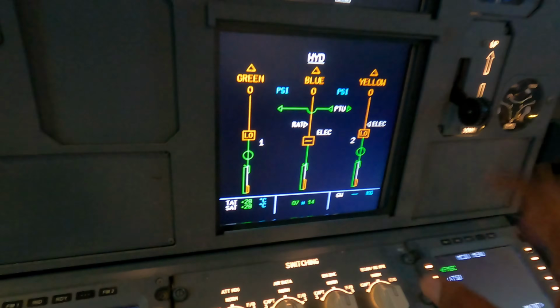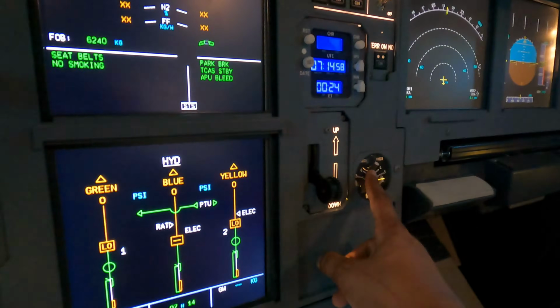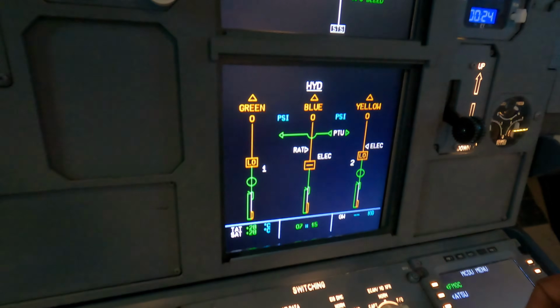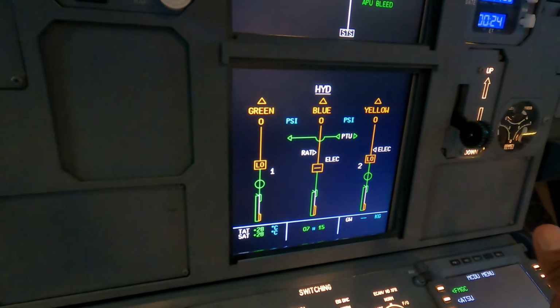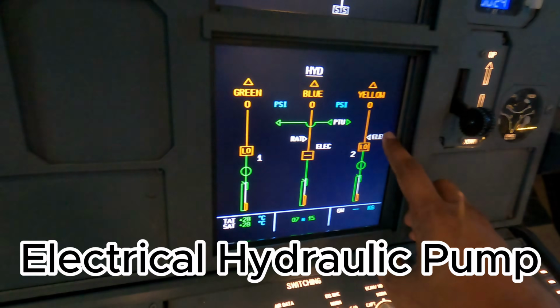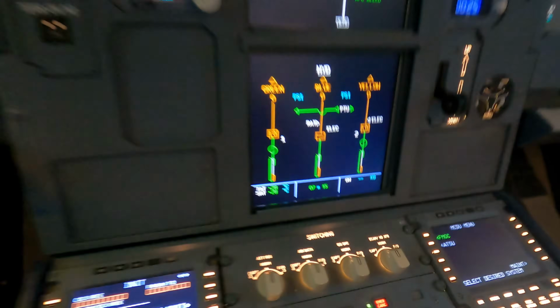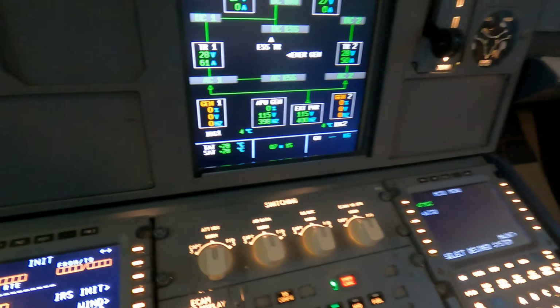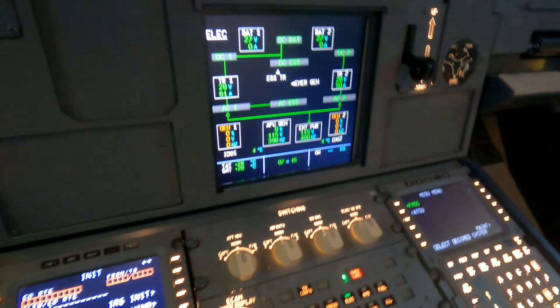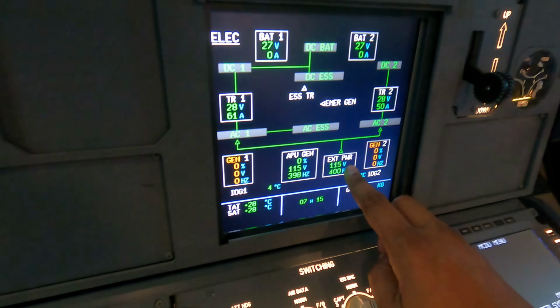Now let's just say the hydraulic pressure was low, the accumulator pressure was low. To pressurize the hydraulics, all you have to do is turn on the electrical hydraulic pump. Right now, if we come up to the electrical page, you can see that we are running off the external power right over there.